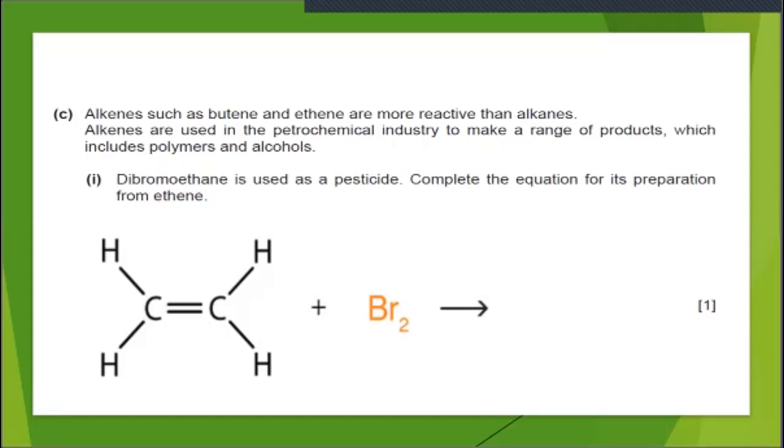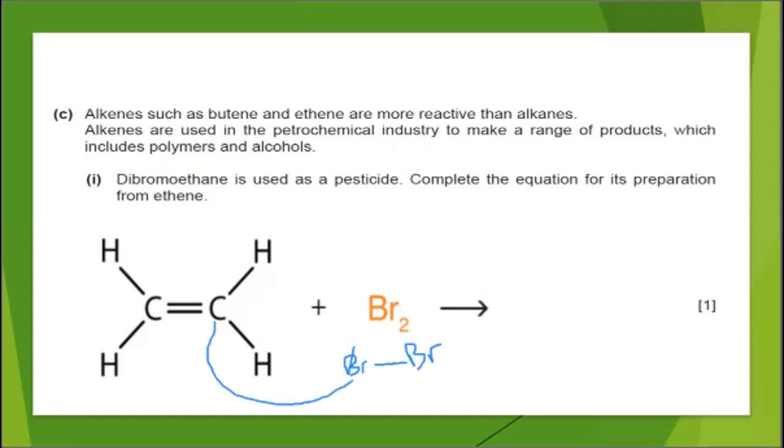Dibromoethane is used as a pesticide. Complete the equation for its preparation from ethene. So in essence, we have bromine reacting with an alkene. So what's going to happen? Bromine, which is Br bonded to Br, is going to attack one carbon, and the next bromine is going to attack the next carbon.